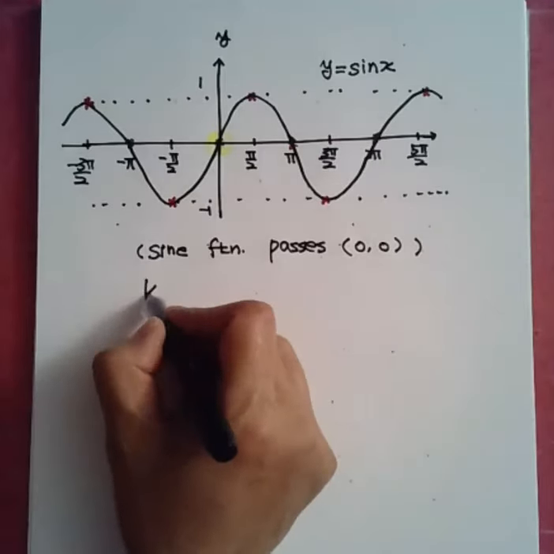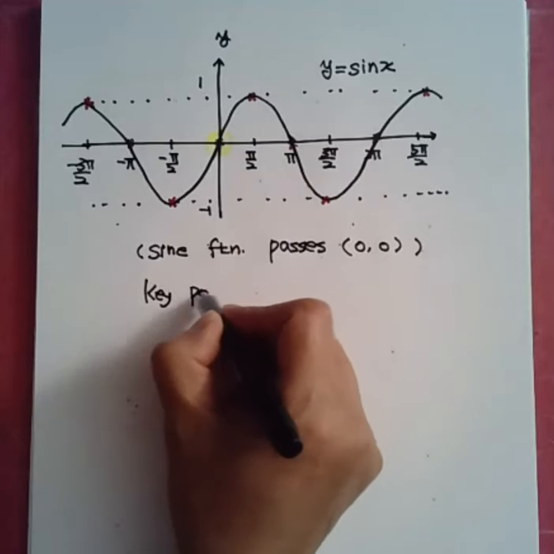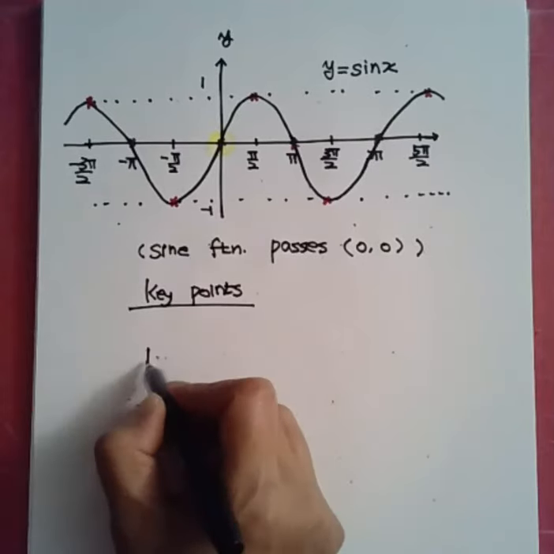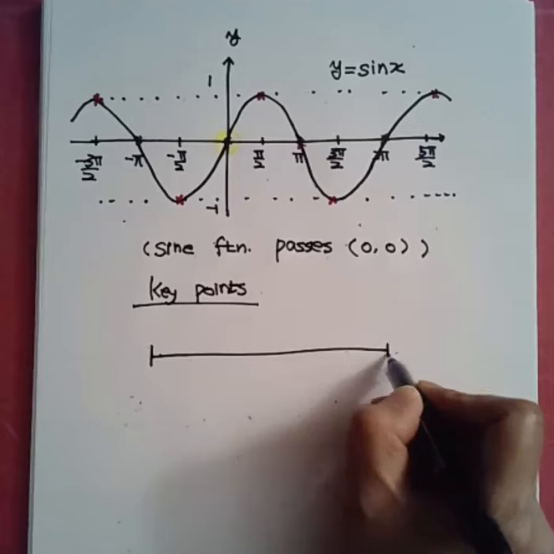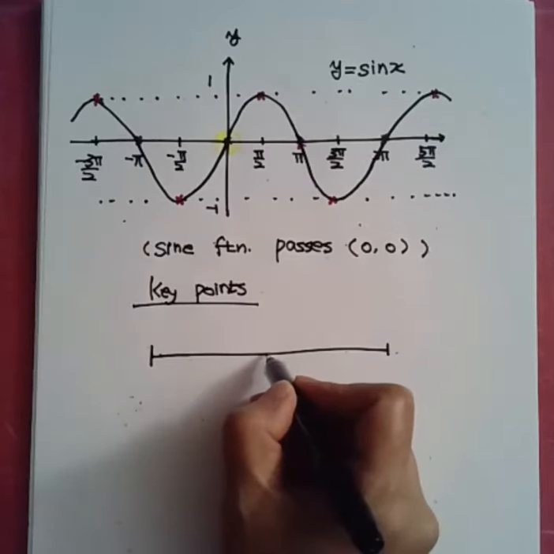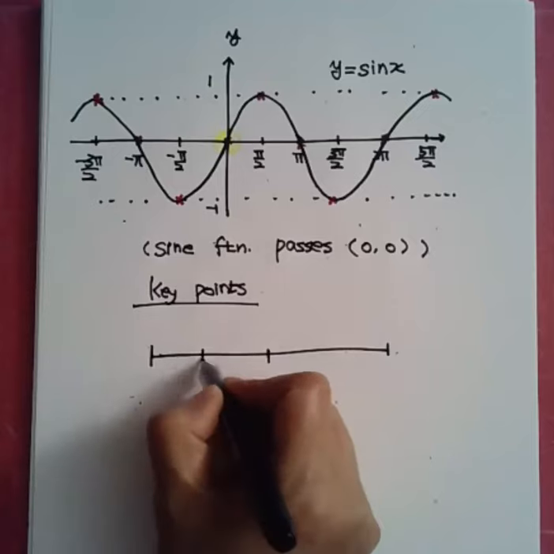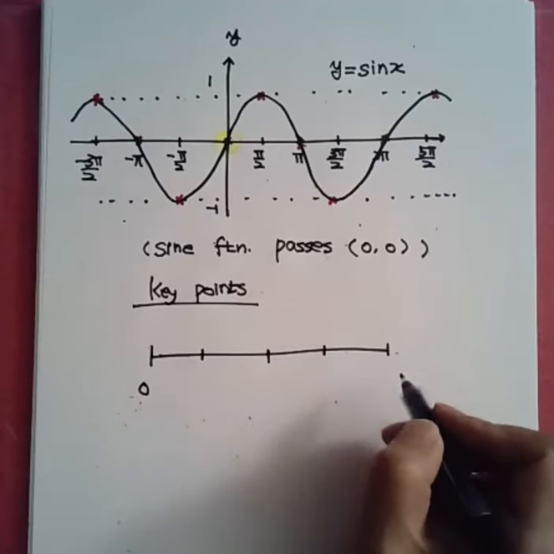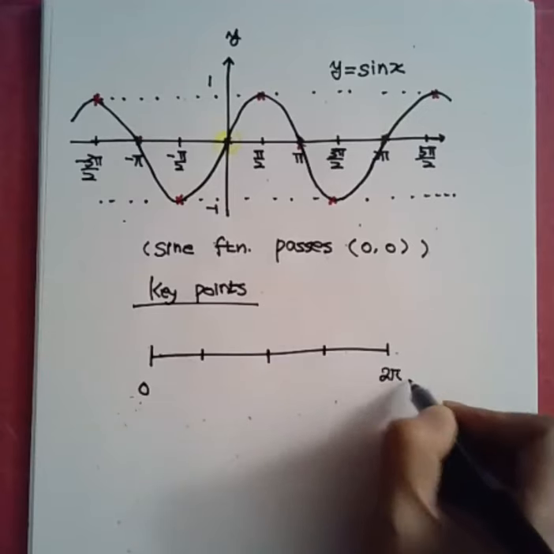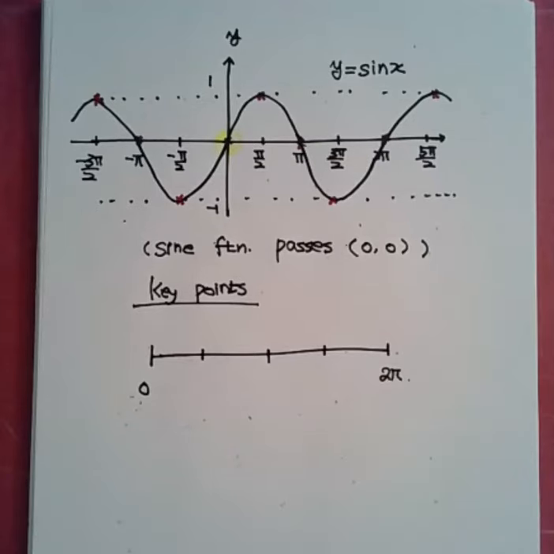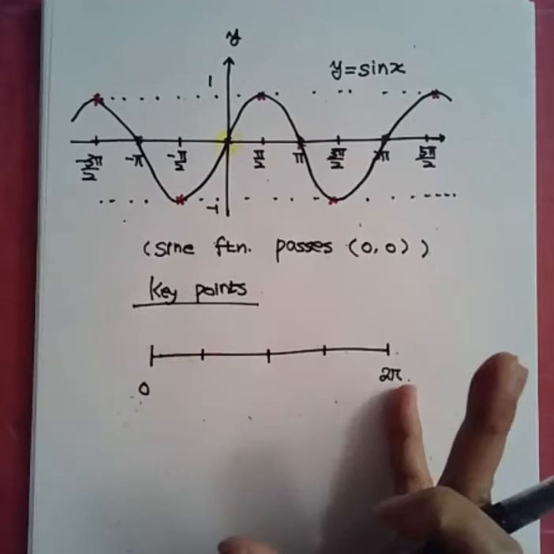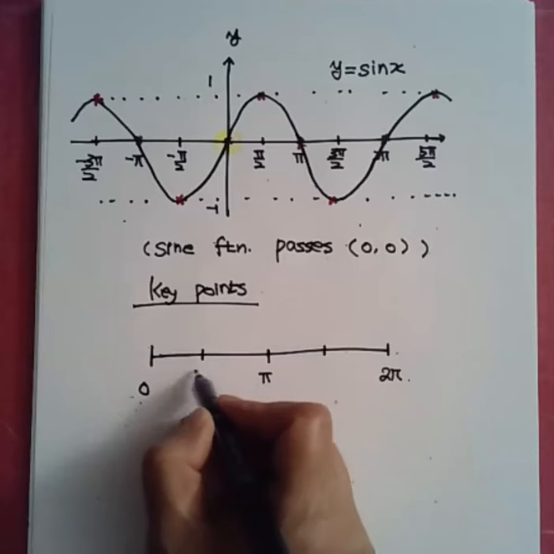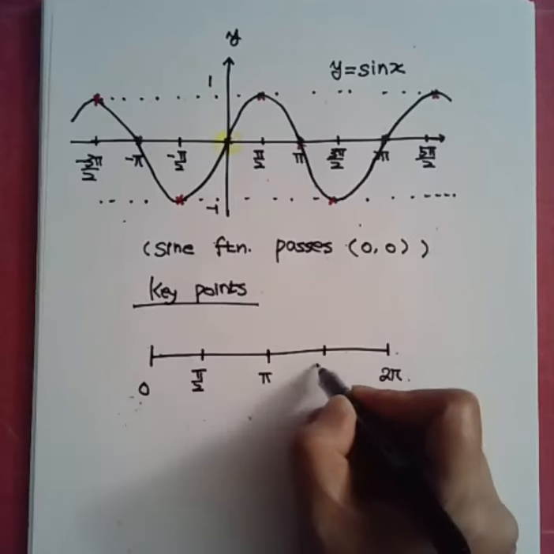There is an important notion called key points. Key points are x values in one period where the function becomes 0, maximum or minimum. In this case, we have period 2 pi. The key points divide one period into 4 equal intervals. So this is pi, and this is pi over 2, and this is 3 pi over 2.